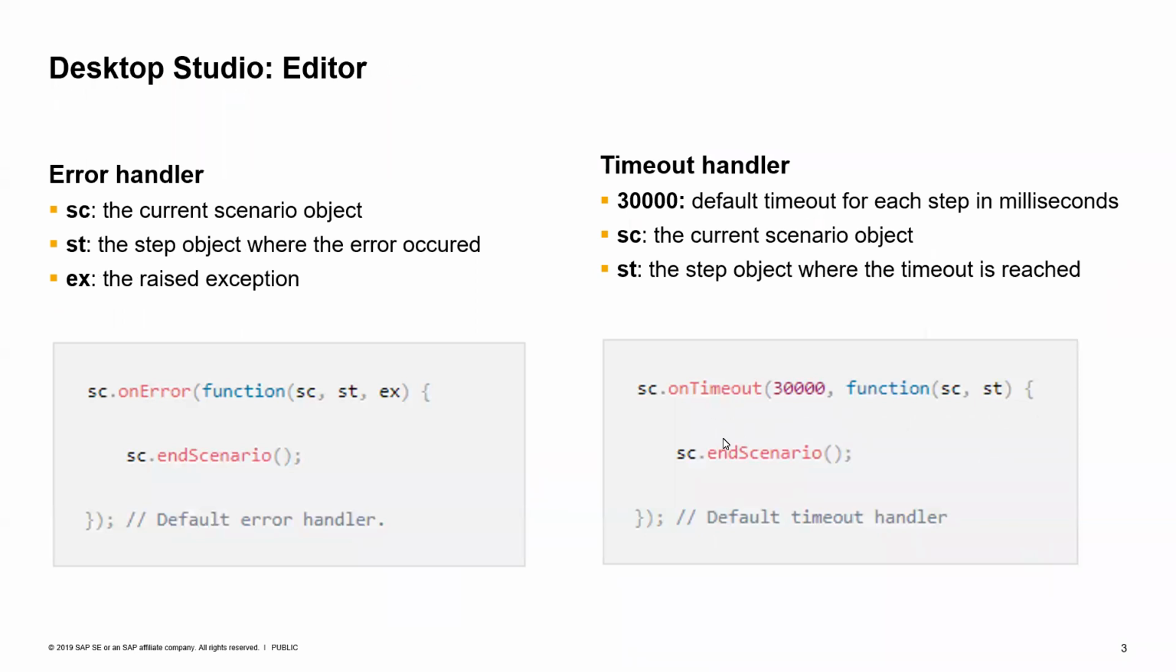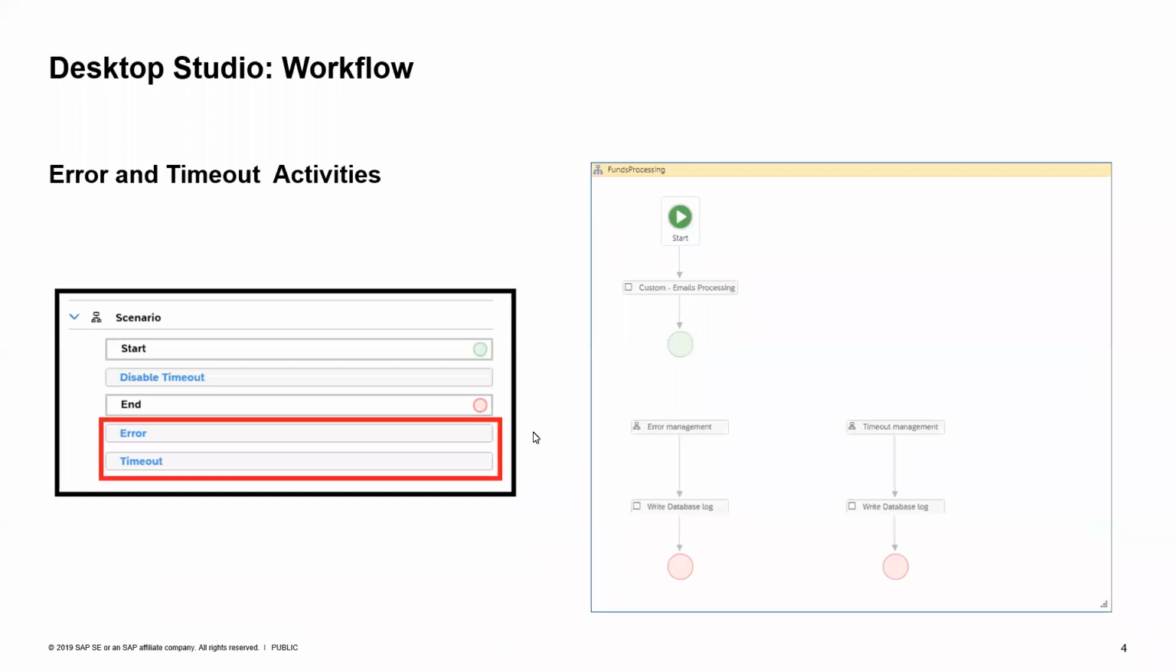From the timeout perspective, it's almost the same as on error, but we have a delay or a certain time that we give for a step to finish. If it doesn't finish during this time, the timeout is raised and we end up in this callback. And by default, we end the scenario. Here, we can customize both of them to make life easier for development.